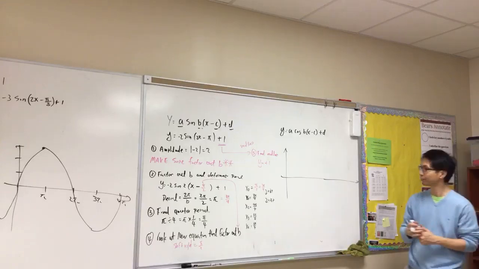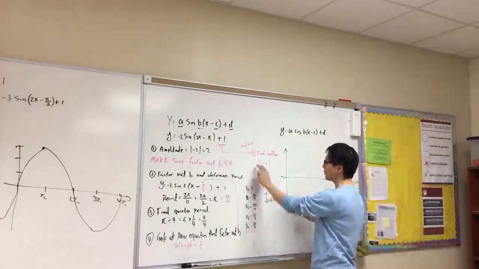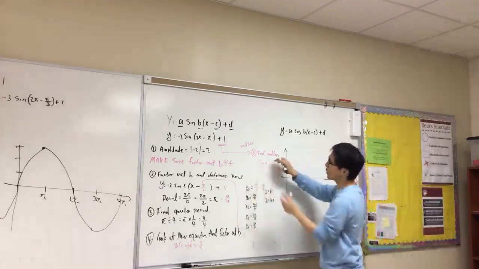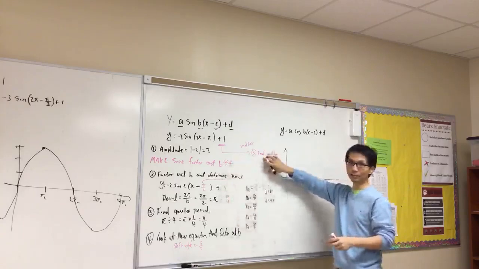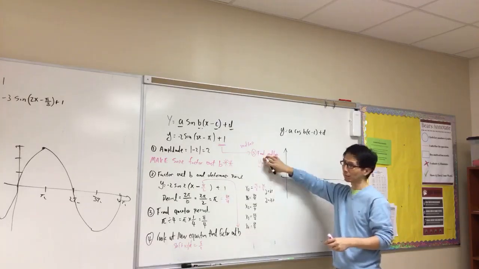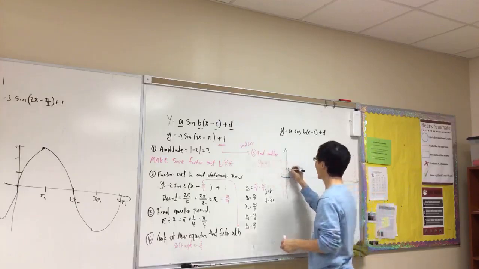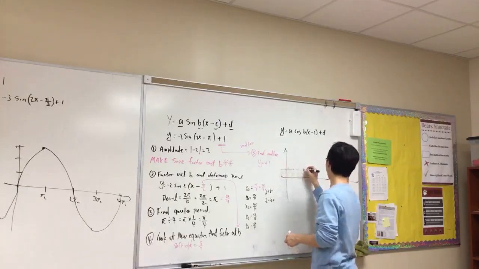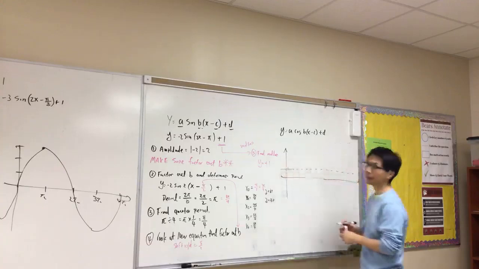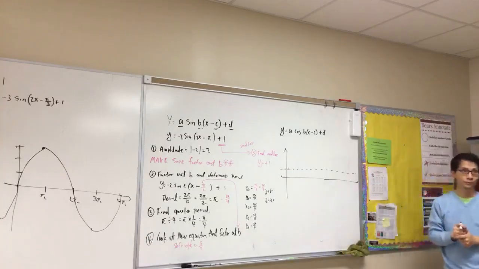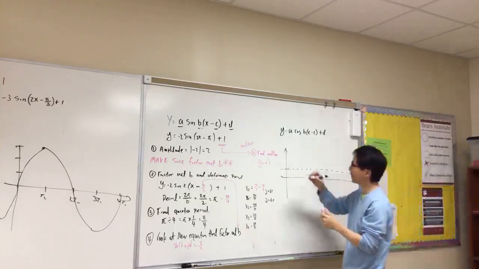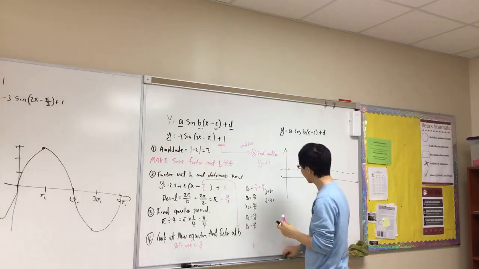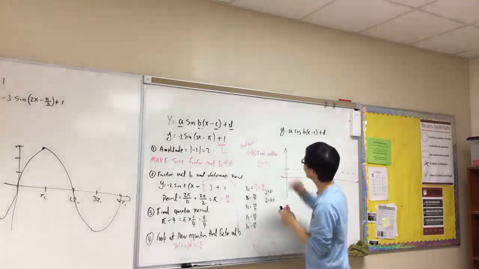So here, where's my midline? I will graph my midline. I don't really follow the step, I do this very important step, which is the midline. Midline is what? 1. So 1 is right here. I draw a dotted line here because that's going to help me. Okay. Now this is my first step when I'm graphing. So I'm using green. The first step.